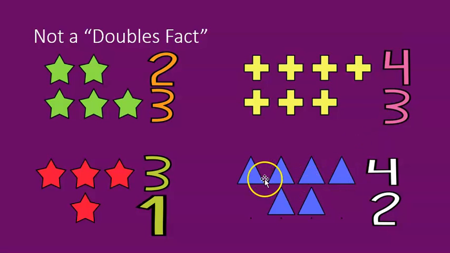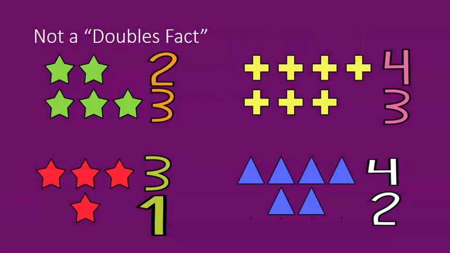Now let's look here at this example. You have 4 triangles at the top and 2 triangles at the bottom. Therefore, you are going to come out with two different numbers, which is not a doubles fact. So this entire example shows objects that are not a doubles fact.